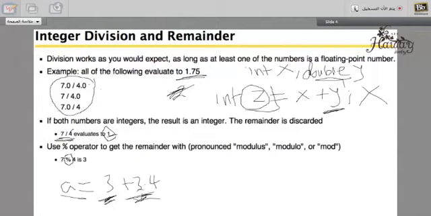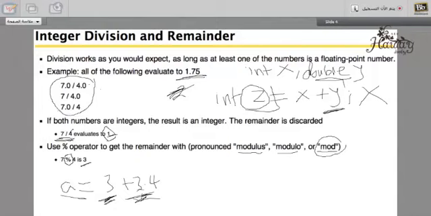The percentage sign is called modulus, or modulo, or mod. It is normally referred to as mod for short, so we say 7 mod 4. If you have 7 mod 4, it will give you the remainder. So 7 mod 4 will be 3.